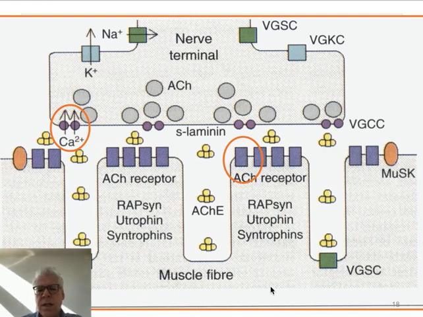Another protein that is indicated here is MuSK, muscle-specific kinase. This is also a particular protein that can be affected by autoimmune disorders, resulting in dysfunction of the postsynaptic part of the neuromuscular junction. We will not discuss it, but there are some patients with myasthenia gravis that do not have a problem with the acetylcholine receptor, but they create antibodies against MuSK.